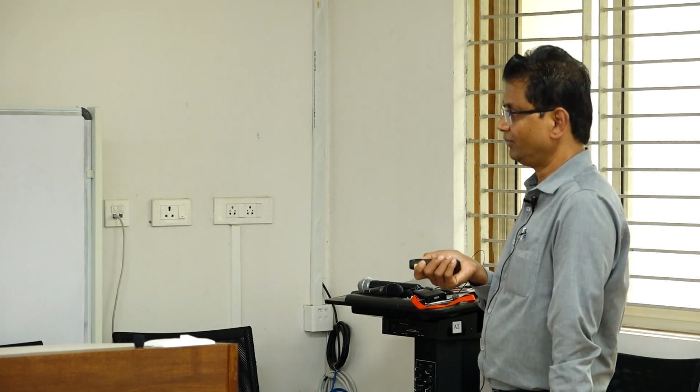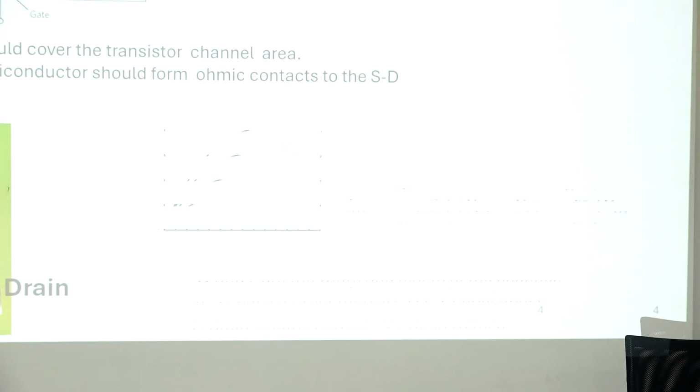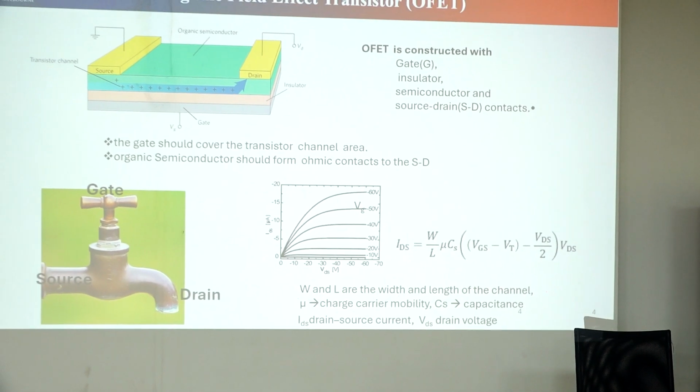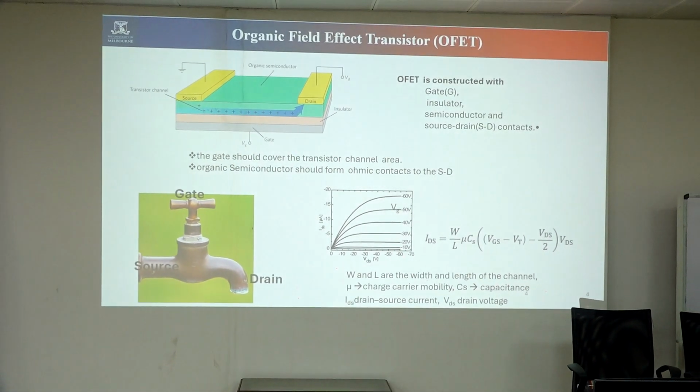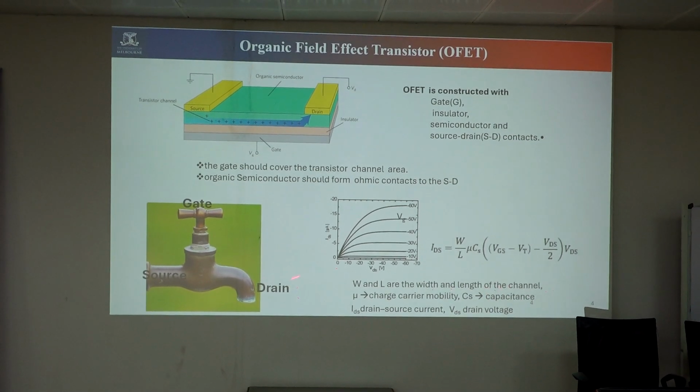If you take the velocity divided by the electric field, the velocity is in centimeter per second, and the electric field we can define as voltage by distance. So the unit is centimeter squared per volt per second. And this is how we can understand the OFET. It is used as a switching device, where you can make the on and off state. This slide has also already been gone through.